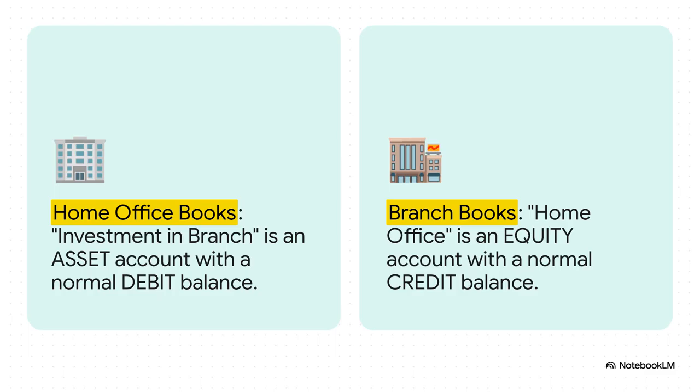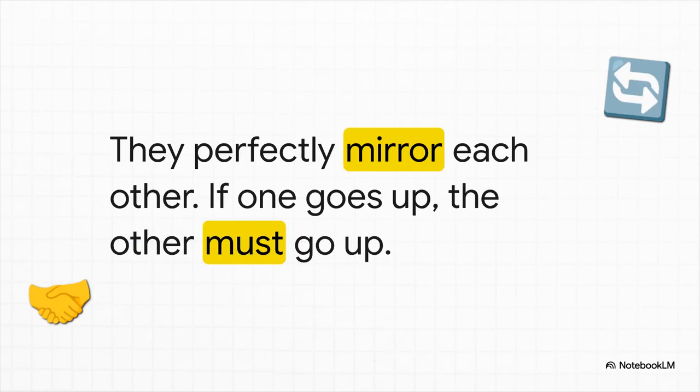Now, on the other side of the mirror, on the branch's books, you have the home office account. You can think of this kind of like an equity account for the branch. It has a normal credit balance, and it shows what the branch essentially owes back to the home office. See? Mirror images. And this is the part that makes it all so simple. They are a perfect mirror. If the investment in branch account on the home office's side goes up, then the home office account on the branch's side has to go up by the exact same amount. If one goes down, the other one follows. Lock that in. That concept right there is the key to this entire topic.